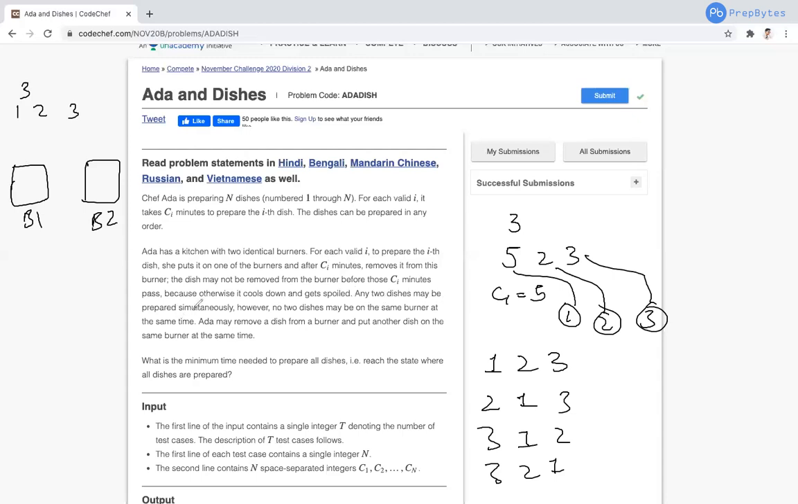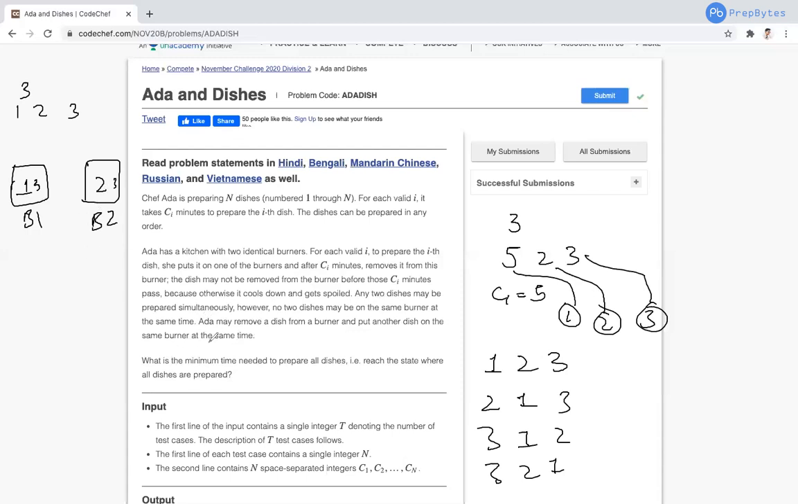Any two dishes may be prepared simultaneously. However, no two dishes may be on the same burner at the same time. Now we can pick dish 1 and prepare it in burner 1. At the same time, we can also pick dish 2 and prepare it in burner 2. But we cannot pick the third dish and prepare it in burner 1 or burner 2, because a dish is already being prepared. Until this time duration is completed, we cannot bring the third dish into play. This is what this question is saying.